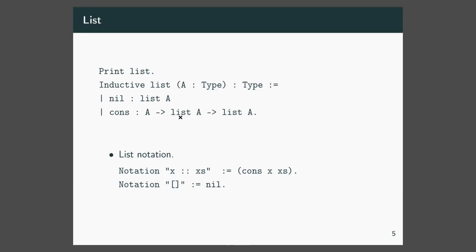In Coq, you have some notation for it. If you write x double colon xs, then you should read it as cons x xs. So cons x xs is the list whose first element is x, and the rest of the list is xs. And similarly, you have this bracket notation to mean nil. So just keep this notation in mind.